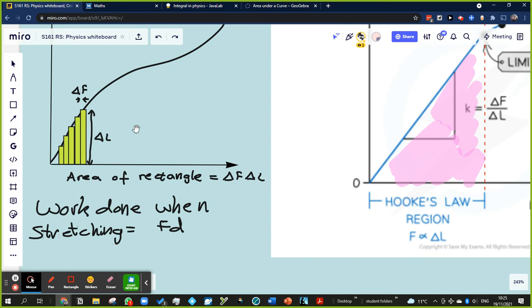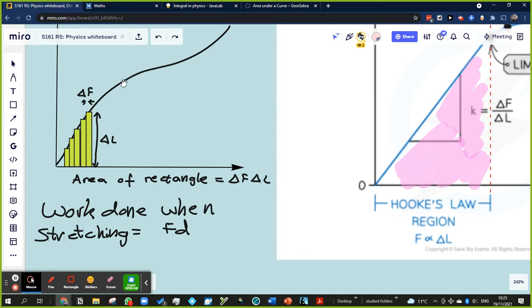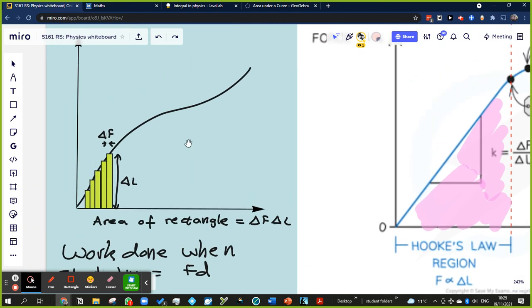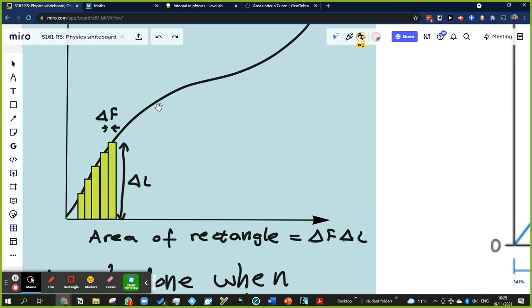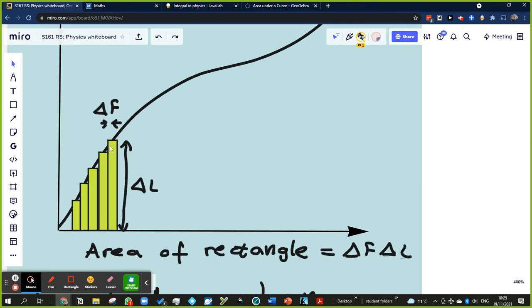So what we can do is take any kind of force extension graph, and it doesn't have to be a straight line, and then chop up this area into a number of rectangles. The smaller these rectangles become, the closer they become to an accurate measure of the area underneath this curve. You can see at the moment it's not going to be perfect because that bit would be included, whereas this bit won't. You might find that they would pretty much cancel out. But anyway.